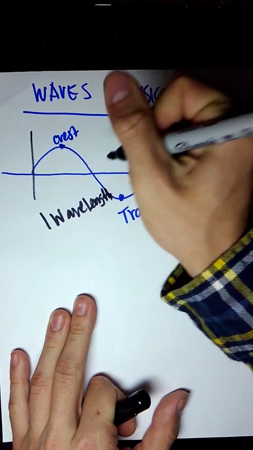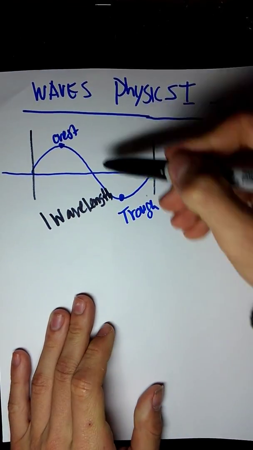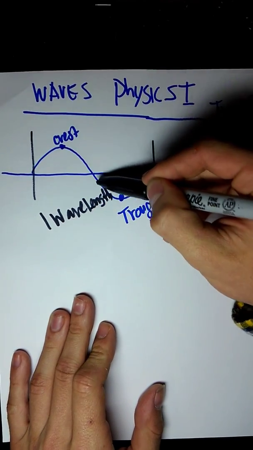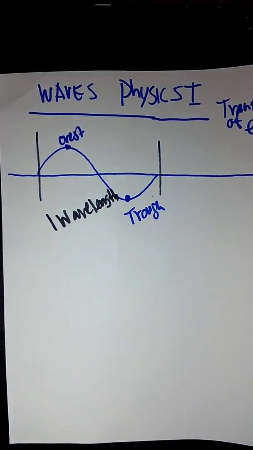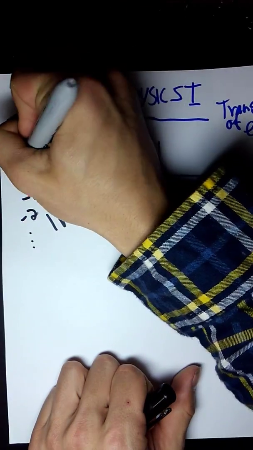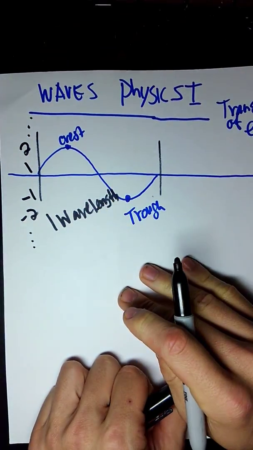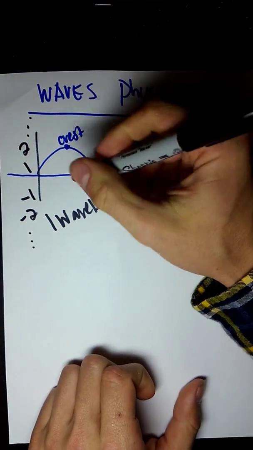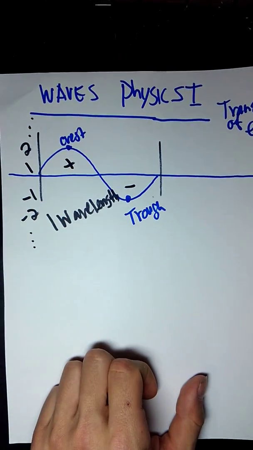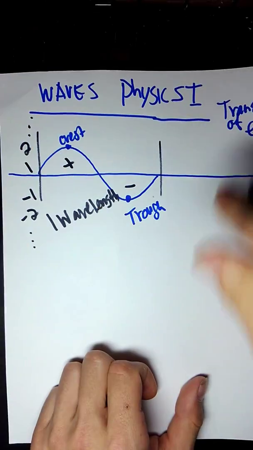Most people get confused and say one wavelength is from here to here, and that's not true. It crosses through the origin and comes back up to the top. The way I like to think about this is our negative coordinates, -1, -2, and so on, and then these are our positive coordinates. It has to go positive and negative for it to be a full cycle or full wavelength.